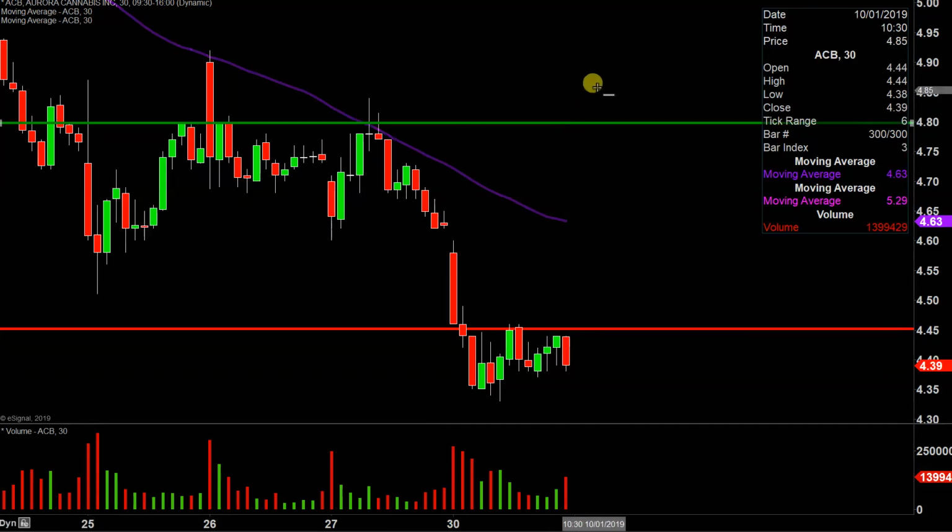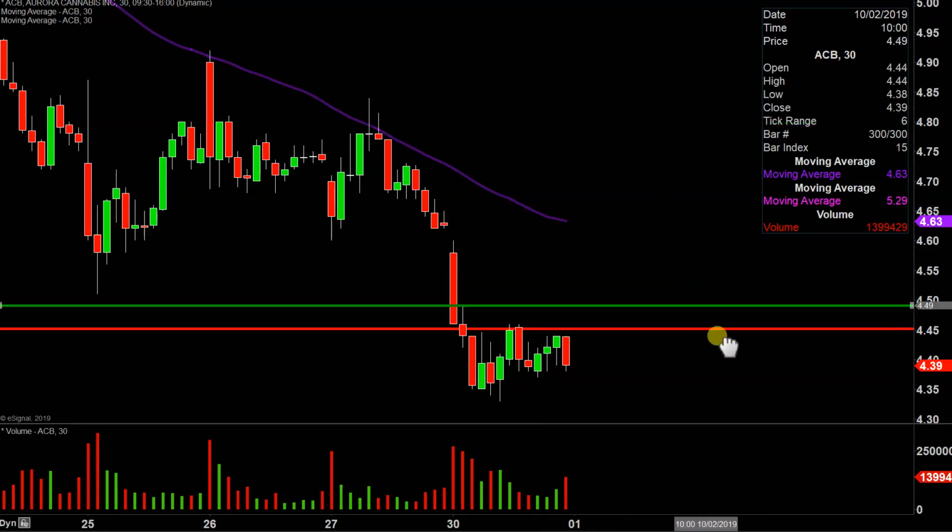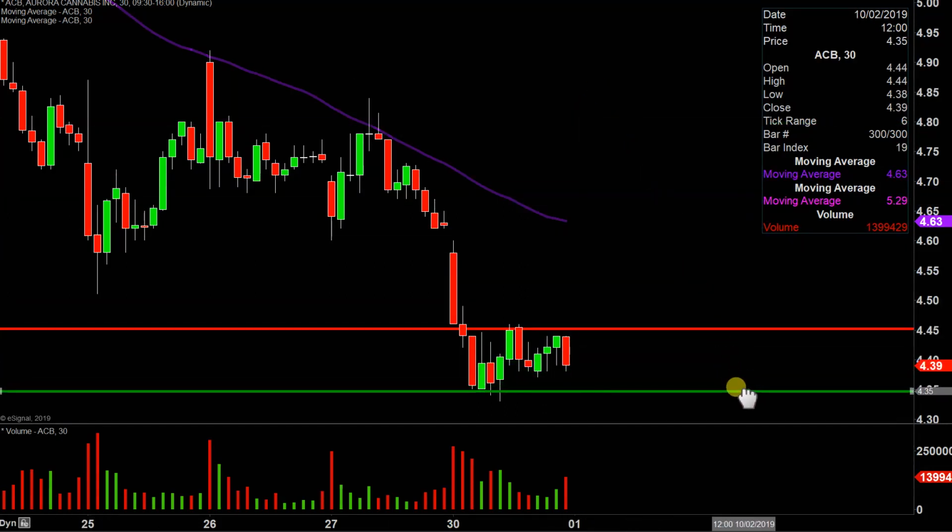As far as levels of support are concerned, nothing fancy or complicated here, other than the fact that the bleeding finally essentially stopped right there at $4.35. So for that reason and that reason alone, 435 is going to be the current and near-term level of support going forward. So we'll see what happens.